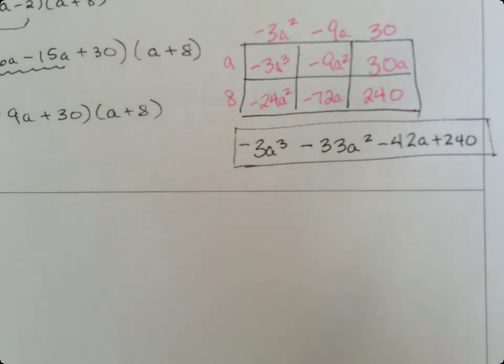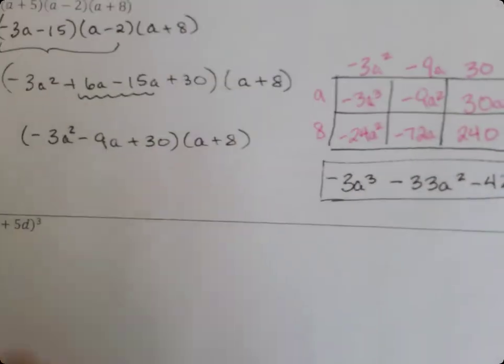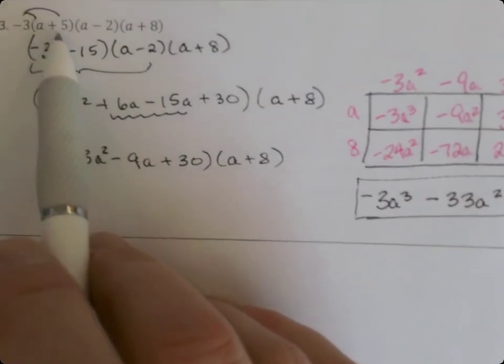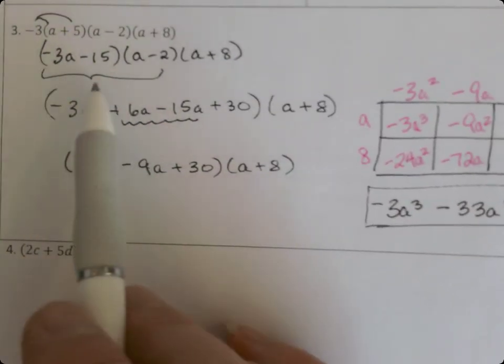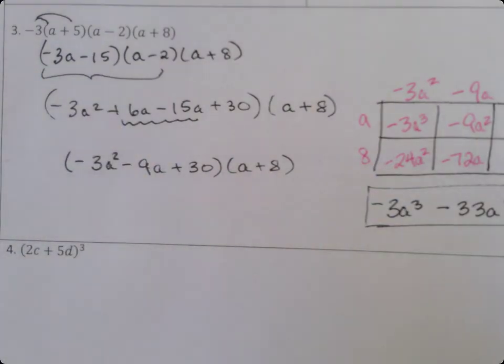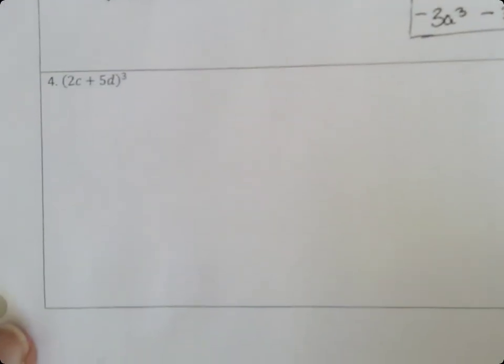Okay, so we understand that you can't do this all at once. You're going to do a little multiplication, clean it up, do the next set of multiplication, clean it up, and then multiply. All right, how are we doing number 4?